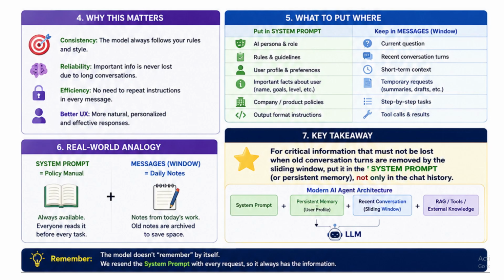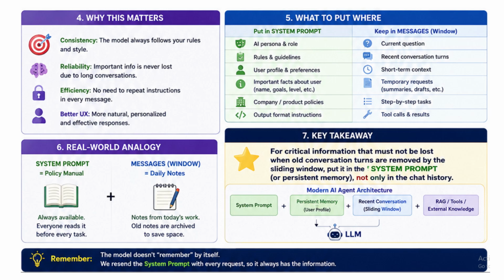This section explains why the system prompt is so important. It provides consistency, reliability, and better user experience because critical instructions are always available to the model. A simple analogy is to think of the system prompt as a policy manual that is read before every task, while conversation messages are like daily notes that may eventually be archived.